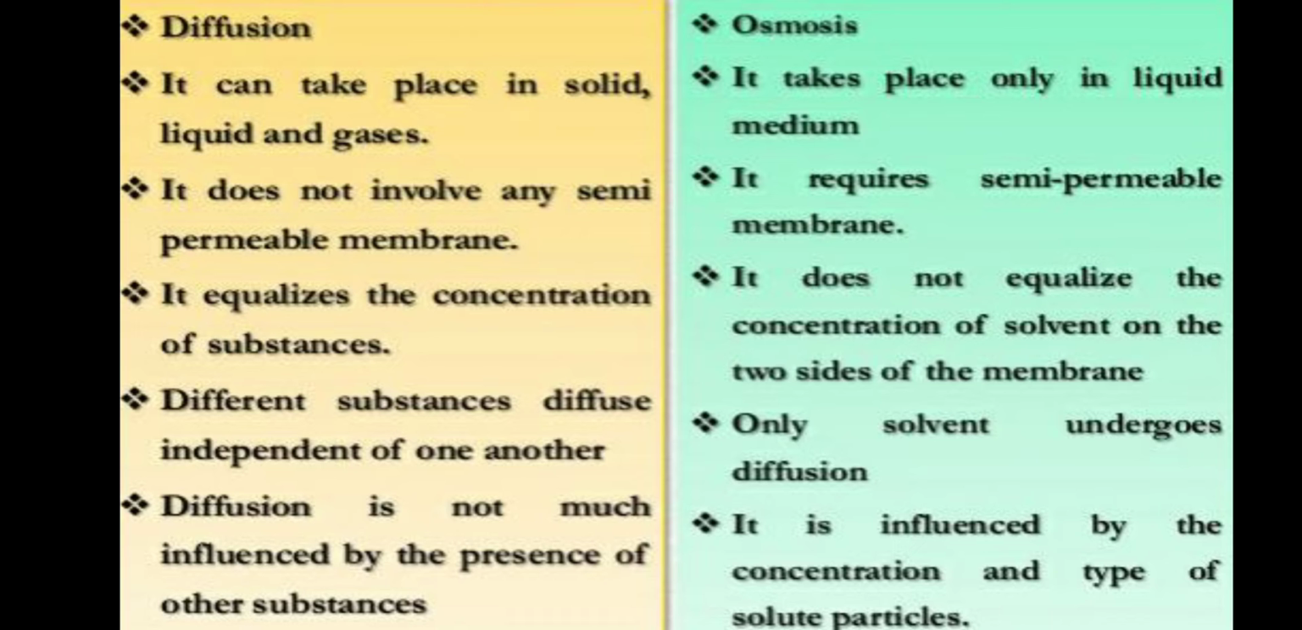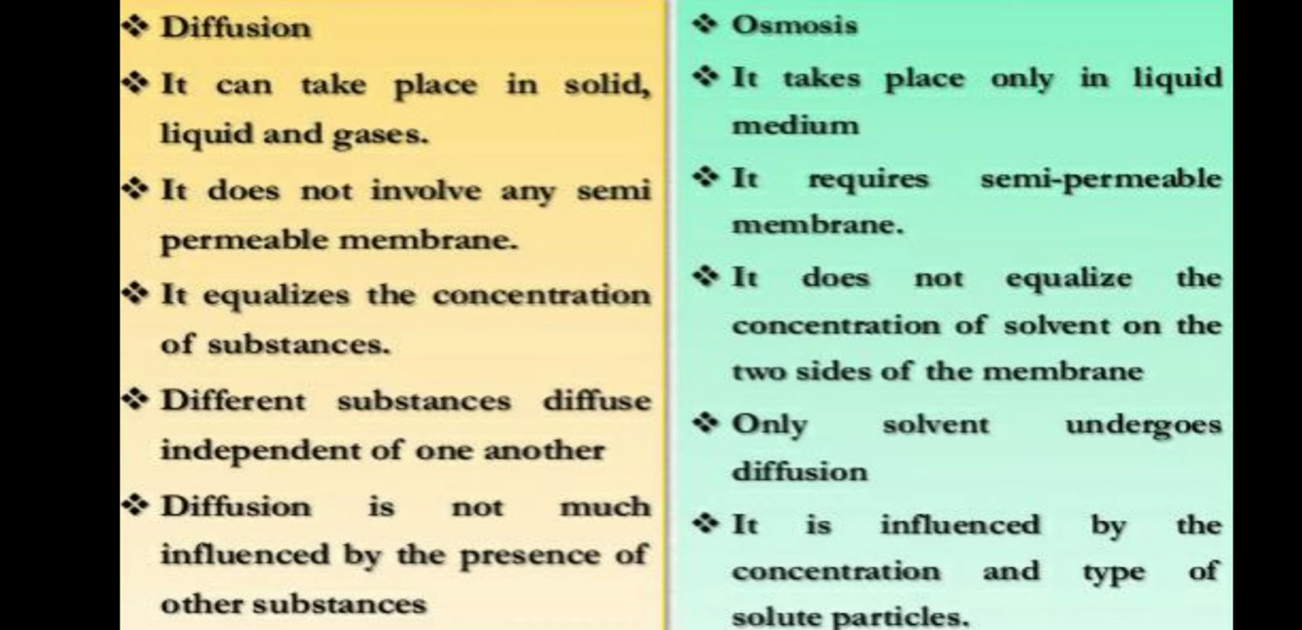Semi-permeable membrane which allows entry and exit of solvent, and our plasma membrane allows entry and exit of solvent, so it is semi-permeable. So when substances are moving from high concentration to low concentration without using energy through a semi-permeable membrane, it is an example of osmosis. And in diffusion, simply when substances are moving from high concentration to low concentration without using energy, without involving a semi-permeable membrane, because it does not require any semi-permeable membrane, it is the example of diffusion.